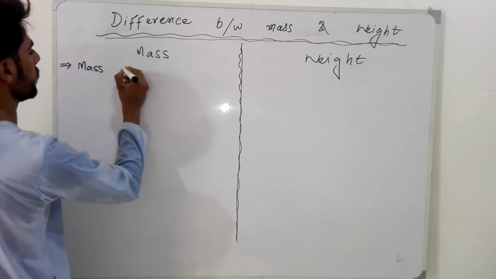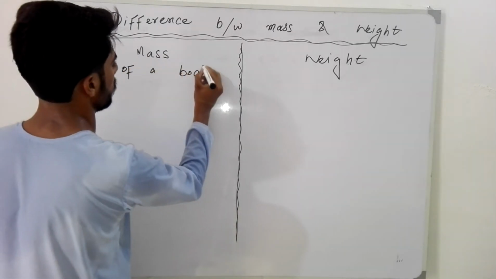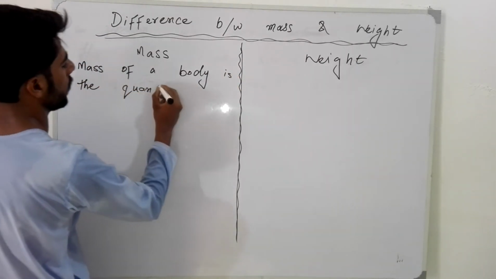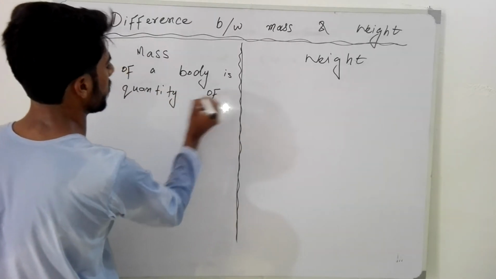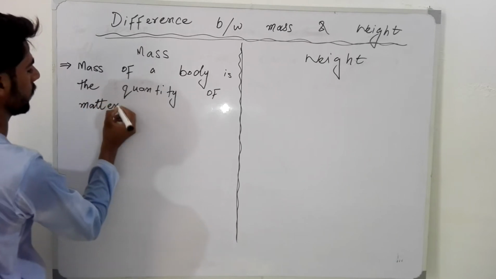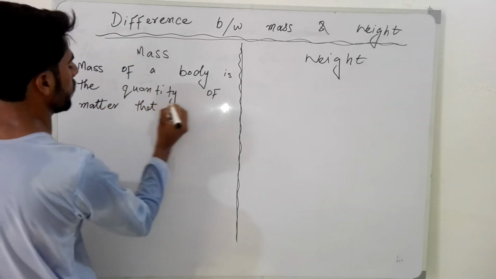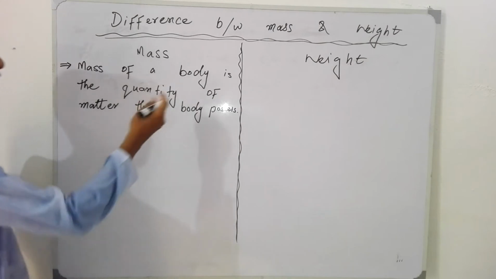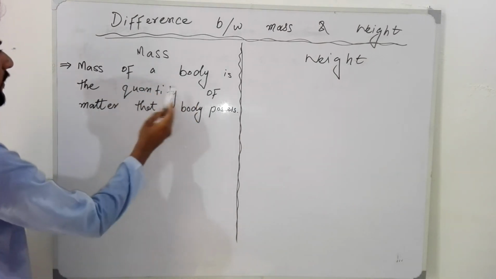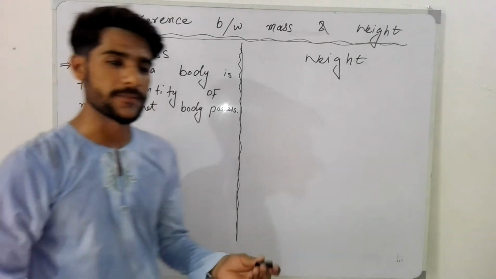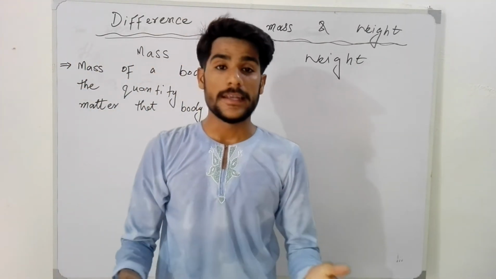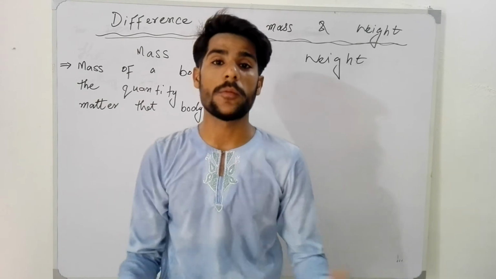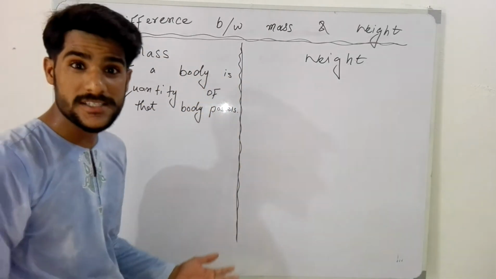Mass of a body is the quantity of matter that body possesses. This is the definition of mass, that is, mass of a body is the quantity of matter that the body possesses. As we have learned early in elementary classes, in 7th or 8th, every matter has a definite mass and occupies some space. So that's the mass that we discussed in early classes.